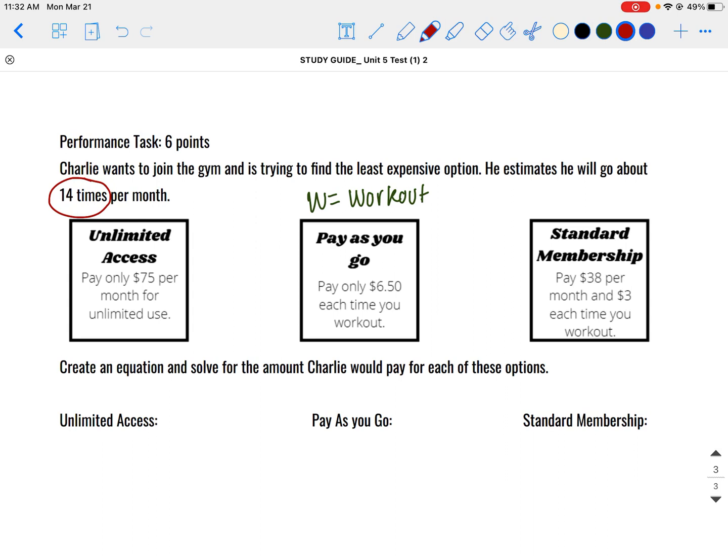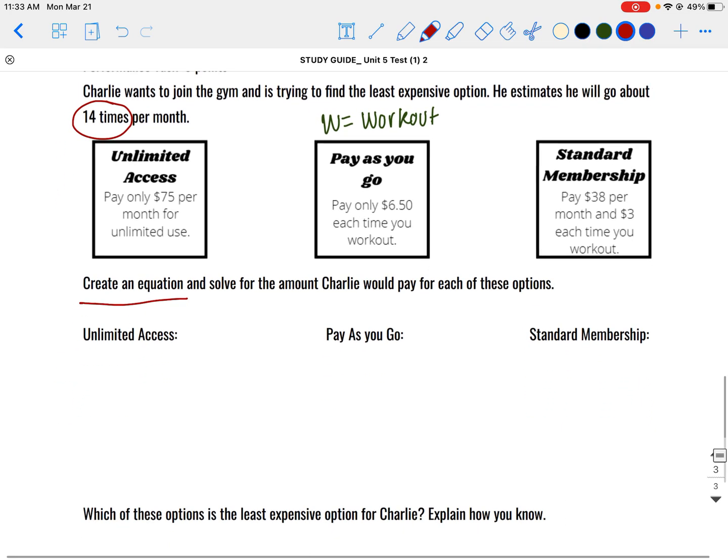We have unlimited access, which is $75 per month for unlimited use. We have pay as you go, which you pay only $6.50 each time you work out, or standard membership, which you pay $38 per month and $3 each time you work out. So let's create an equation and solve for each amount that he would pay.